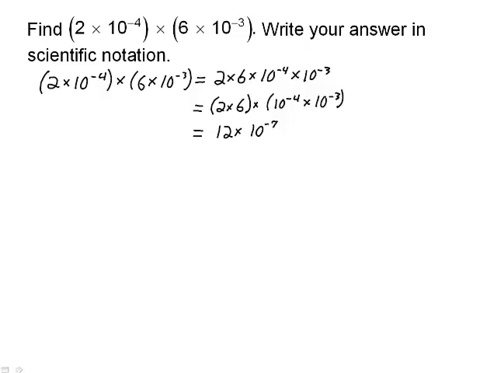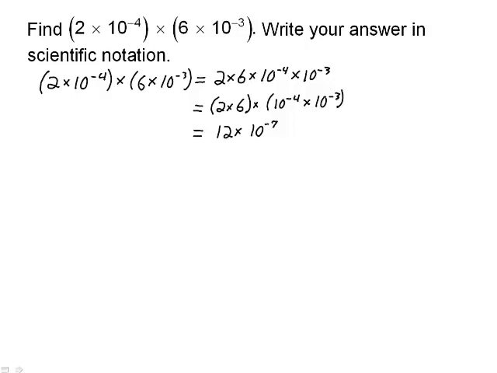Remember that a number is written in scientific notation when it is represented as the product of a factor and a power of 10. The factor must be at least 1 and less than 10. In this case, our factor is 12, which is greater than 10, so we have not yet written the product in scientific notation. We need to write 12 in scientific notation.